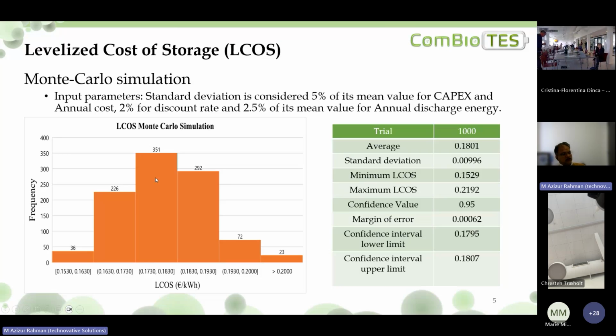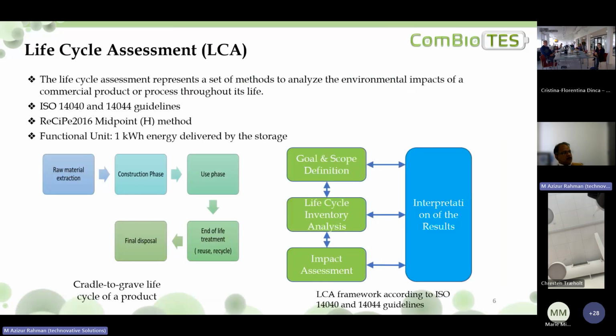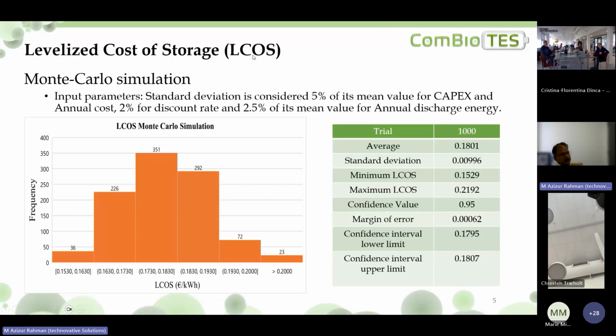So we also checked this with the literature value. This is within the range for similar kinds of solutions or storage capacity. So for this life cycle levelized cost of storage, we have developed the tools, and it is integrated in the decision support system, so anyone can change different input parameters and run the simulations.